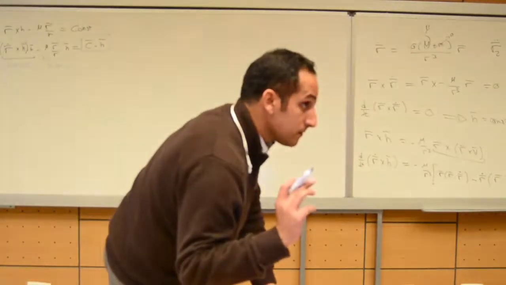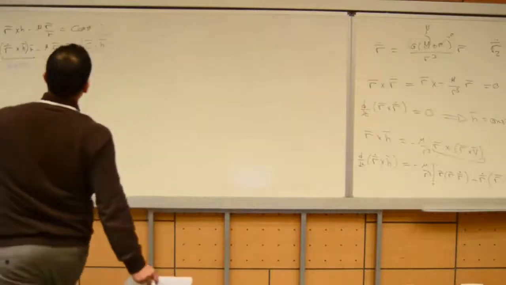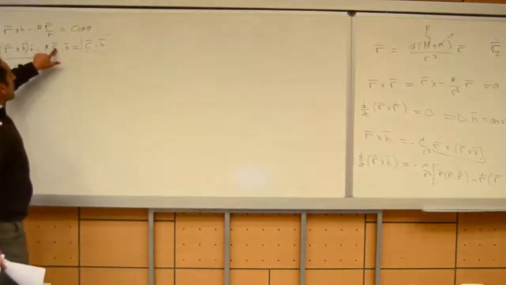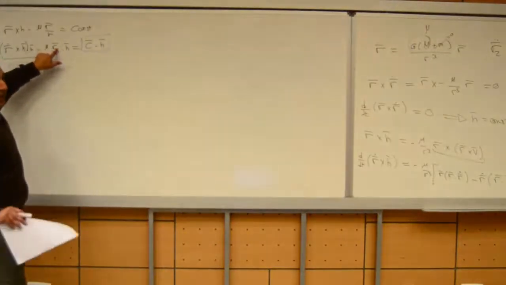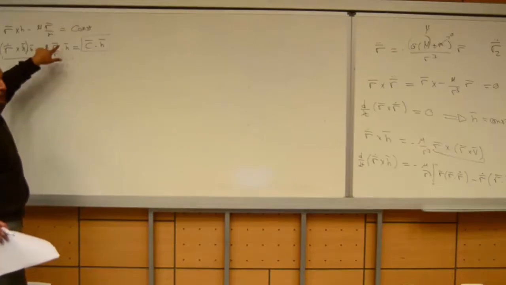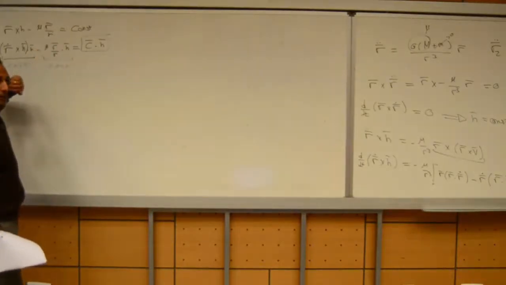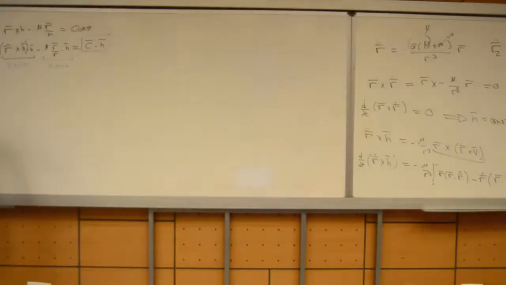Why is the second expression zero? Because r is in the plane and h is perpendicular to it, so the angle between them is 90 degrees, and cosine 90 is equal to 0, so the dot product is 0.